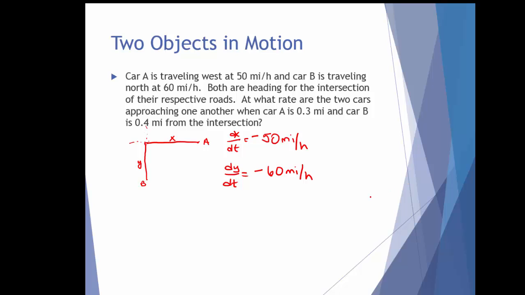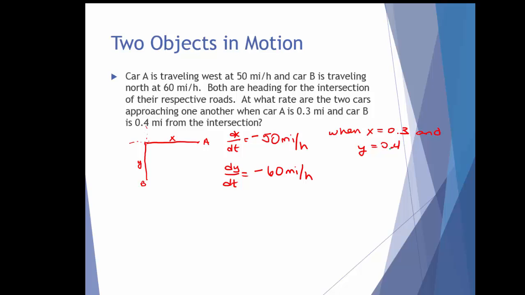and whether it's getting bigger or smaller. So the question is then asking us to find the rate at which the two cars are approaching one another when we have a couple of distances. So car A is 0.3 miles, so when x equals 0.3, and y is going to be 0.4 miles. Okay? But we're looking for at what rate are the two cars approaching one another. Approaching one another means a distance between them is changing. But in this current picture, I don't have anything representing the distance between them. So I'm going to need some kind of representation for that.